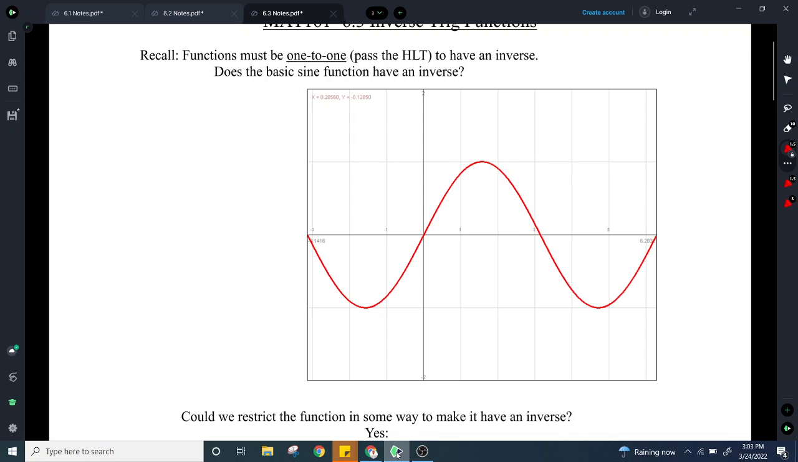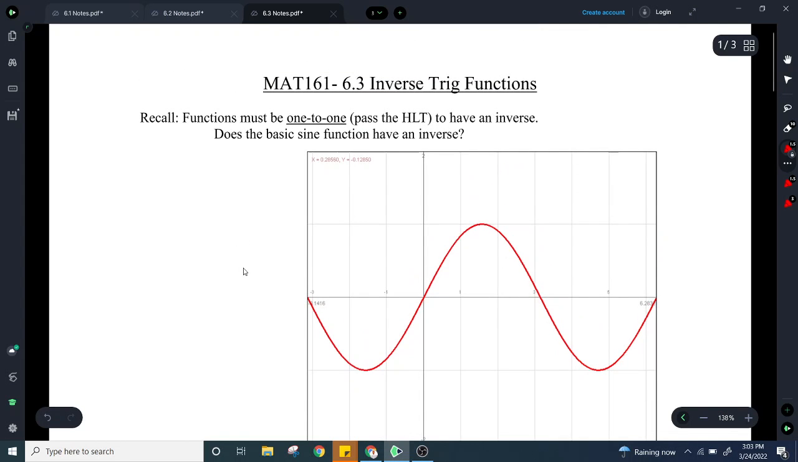All right, so let's take a look at section 6.3, which is on the inverse trig functions, our last lesson for this unit. And since we have six trig functions, of course, we know about cosine, sine, tangent, and then the three reciprocal functions, cosecant, secant, and cotangent. And each of them has its own inverse function.